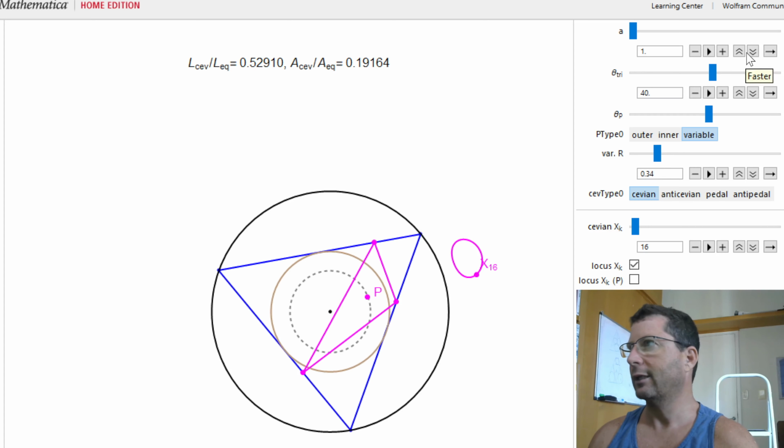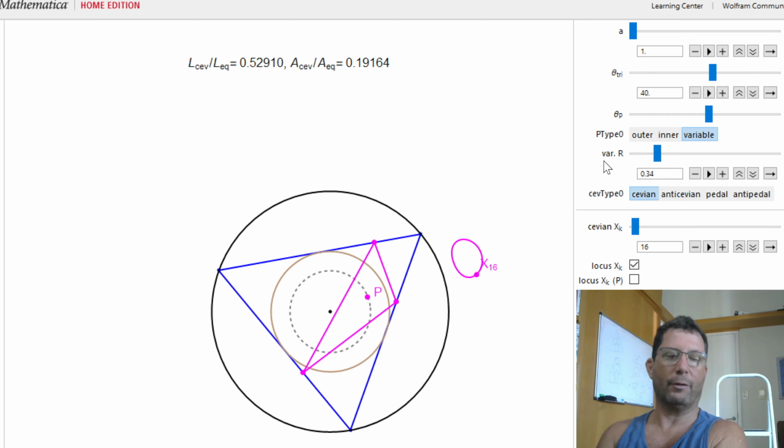Okay, guys, so much for the phenomena regarding different radii or different distances of P with respect to the center of the system. In the next couple of videos, I'm going to switch gears a little bit. Instead of looking at cevians, I'm going to look at anti-cevians, and there are many interesting phenomena there. See you then.